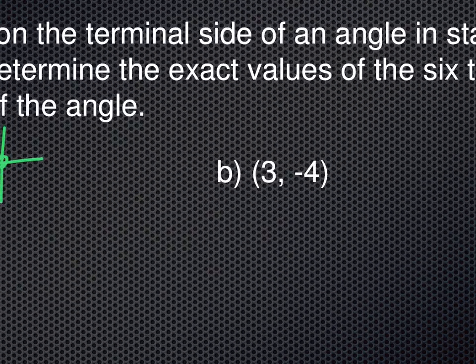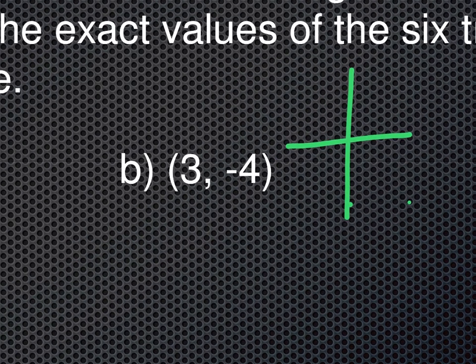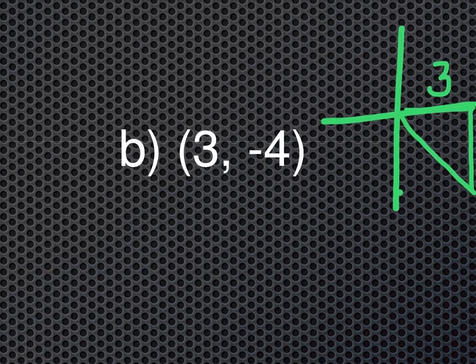Again, draw yourself a quick little picture. It makes things easier. If I draw a quick picture, where is this point? 3, negative 4. What quadrant? Fourth quadrant, somewhere here. So when I draw my triangle, I'm going to go to the x-axis, over to the origin, and then there's my hypotenuse. So 3 is here, yes? Negative 4 is here. What am I finding? R. So I know that x equals 3, y equals negative 4.